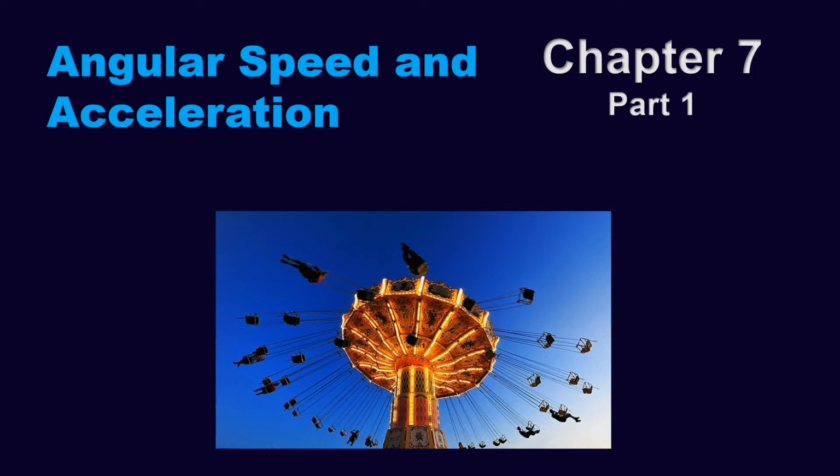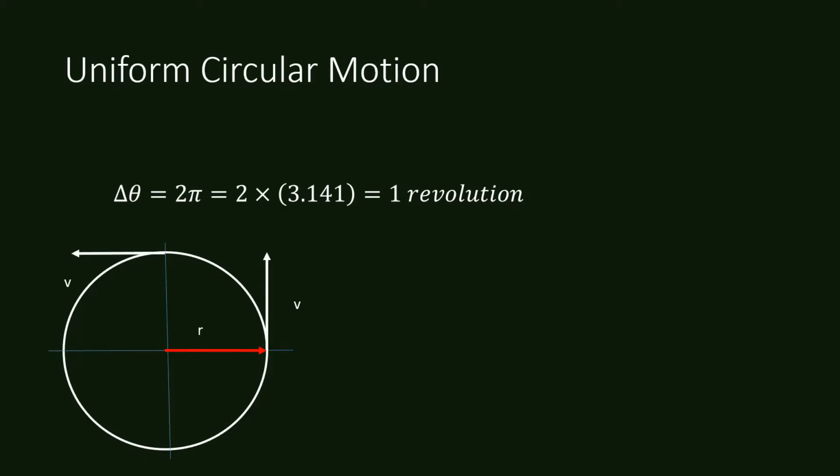Okay, this is on angular speed, circular motion, and centripetal acceleration, part 1 of chapter 7. So, in uniform circular motion, we want to describe this in physics. We basically are going to be talking about what happens when something is traveling in or rotating in a circle.